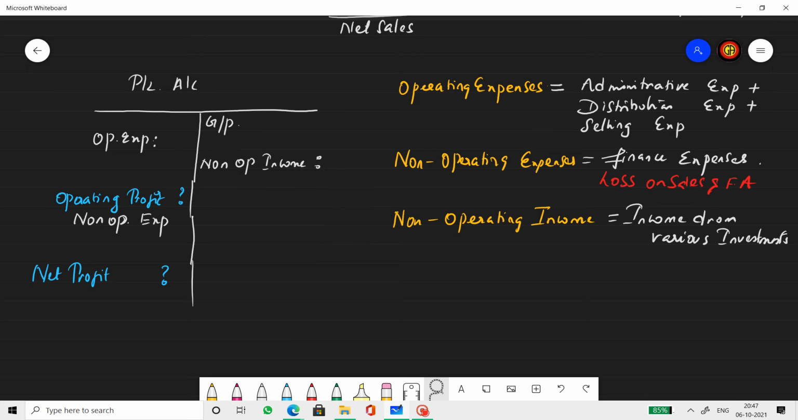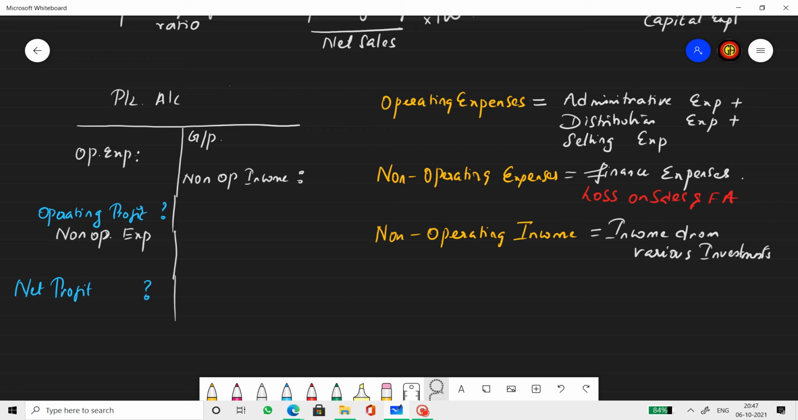So based on the information available in the question, we have to track out the question based on that. So either it will be through the NP way, or it can be in the GP way. Okay, so this is how we find the operating profit. And also we have to be very sure about what are operating and what are non-operating. Remember to take depreciation as operating expenses, loss on sale of fixed asset as a non-operating expense, and profit on sale of fixed asset as a non-operating income.